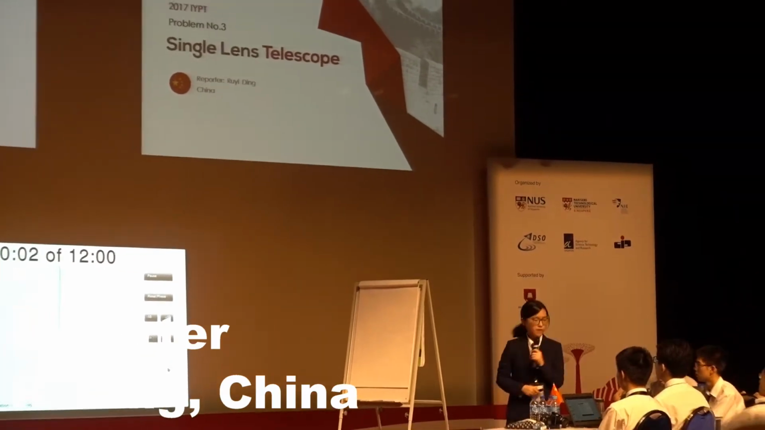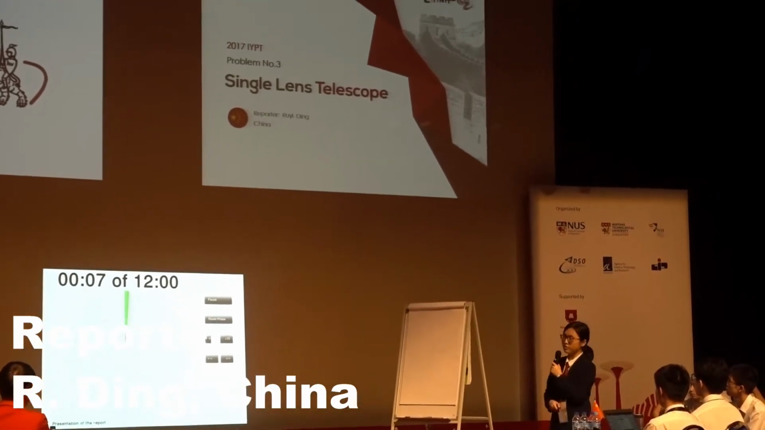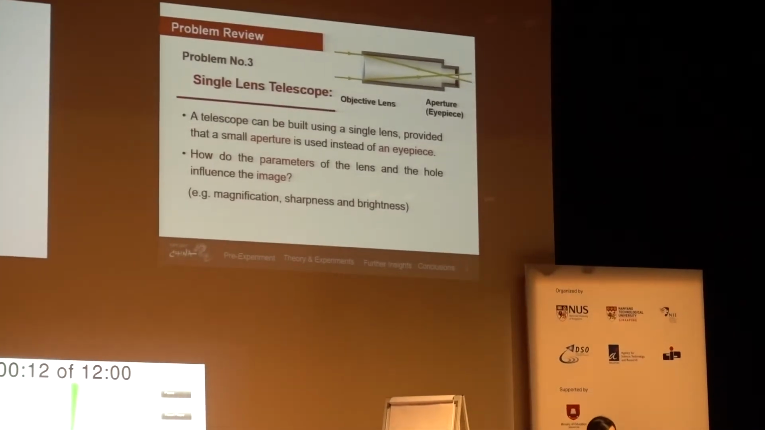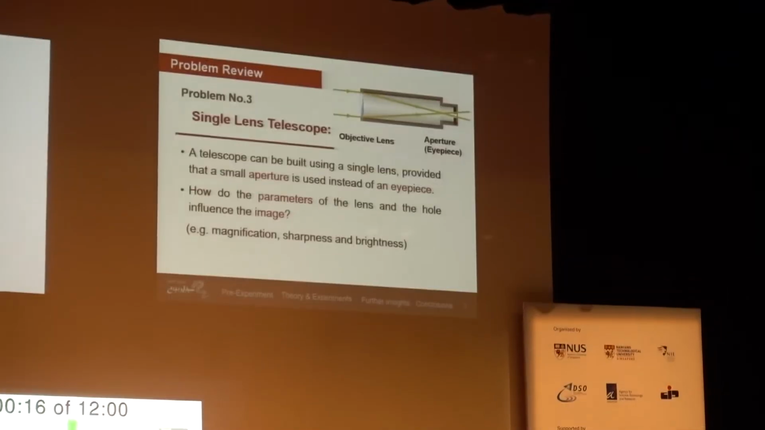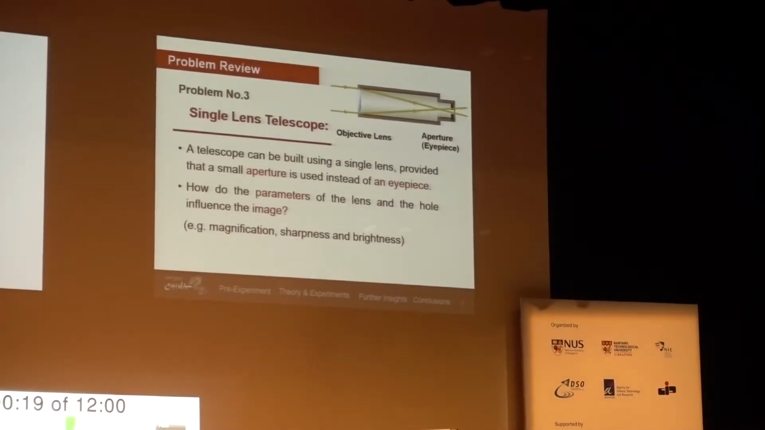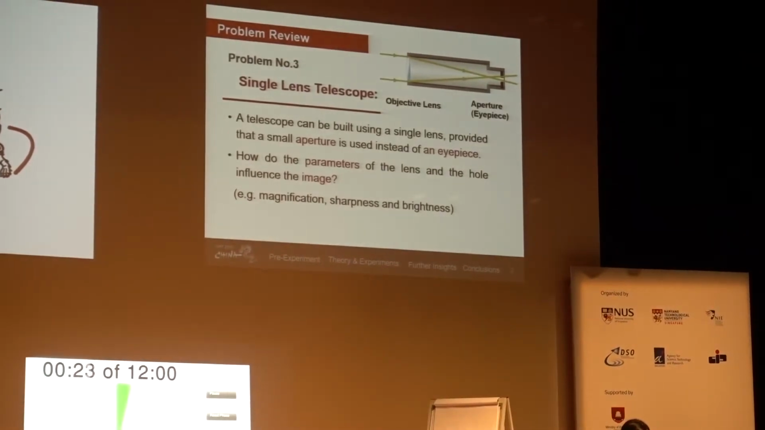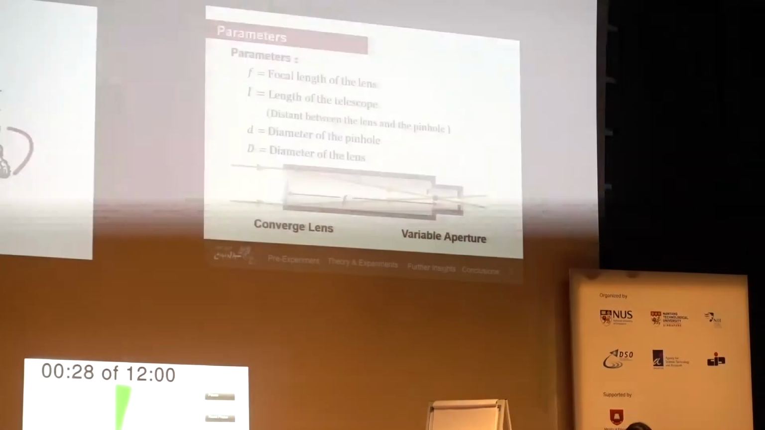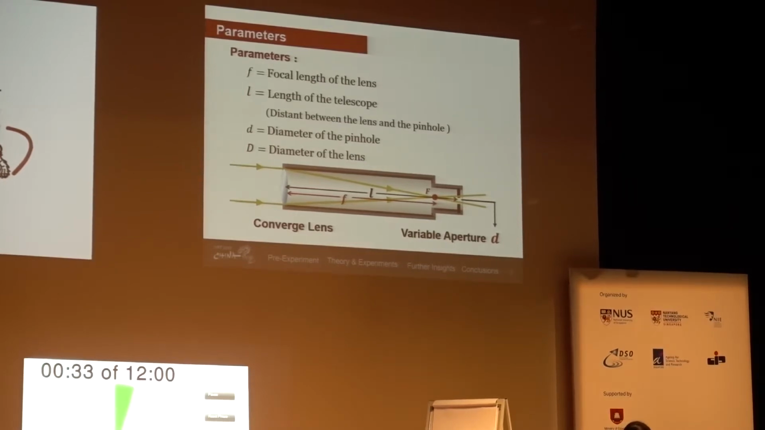Okay, so hello everyone, I'm reading from Team China, and today I'm going to do the report for problem number 3, single lens telescope. Let's first reveal the problem. A telescope can be built using a single lens, provided a small aperture is used instead of an eyepiece. How do the parameters of the lens and the hole influence the image? So the problem asks us to investigate the parameters' influence on the final image. We primarily consider the focal length f of the lens, the lowercase d, the diameter of the pinhole, and the uppercase D, the diameter of the lens.